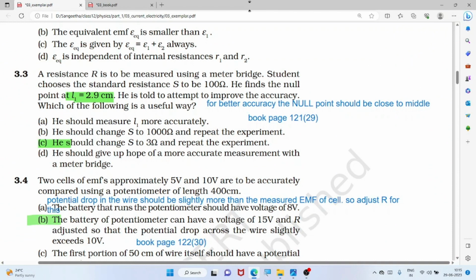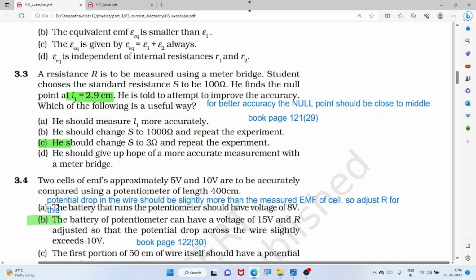A resistance is to be measured using the meter bridge. The student chooses the standard resistance as 100 ohms. You find the null point at 2.9 centimeter out of a total of 100 centimeter. He is told to improve the accuracy. For better accuracy, the null point should be close to the middle. That is, when you have a meter scale of 100 centimeter, the null point should be around 50 centimeter. Then only it will be more accurate.